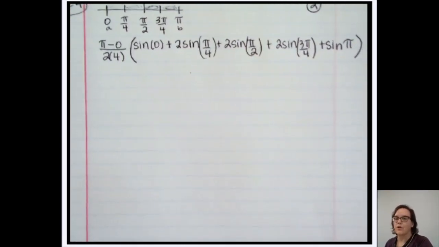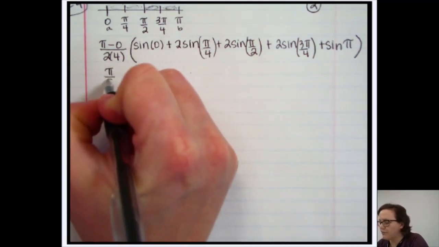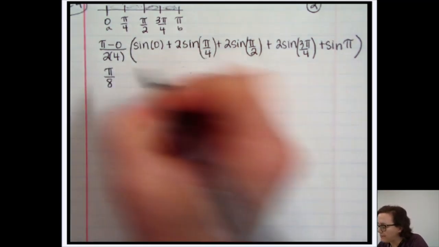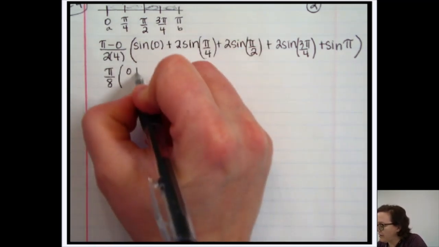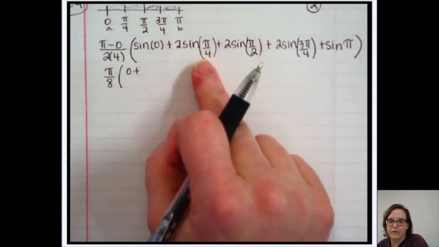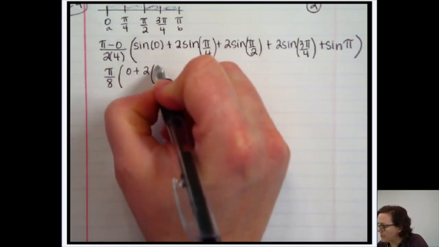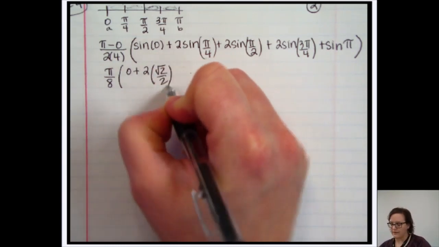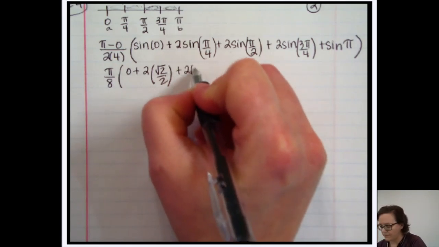And no, you're not going to have a lot of trig. It's just a fairly simple one to look at. So this becomes pi over 8 if we simplify. Sine of 0 is 0. Sine of pi over 4, that's your 45 degrees, so it's root 2 over 2. Sine of 1/2 is just 1.